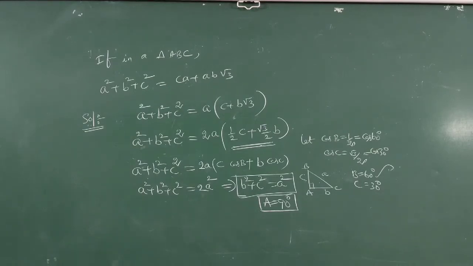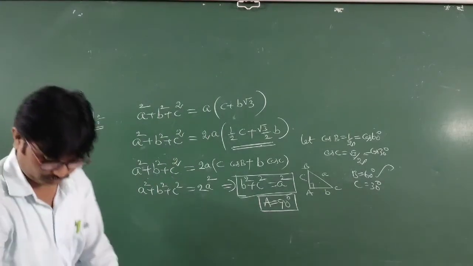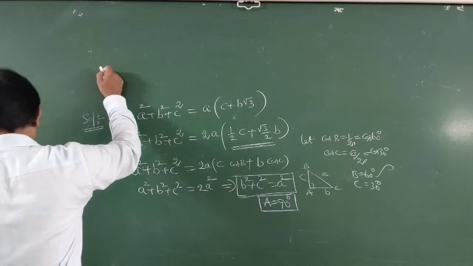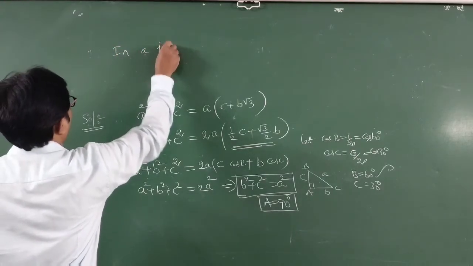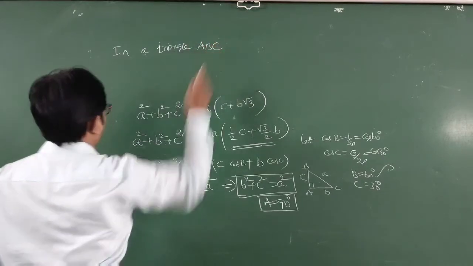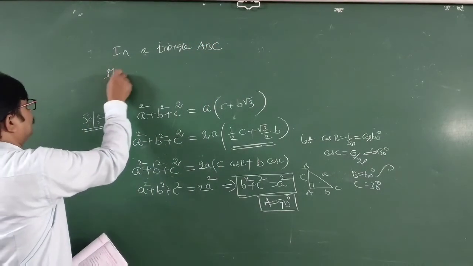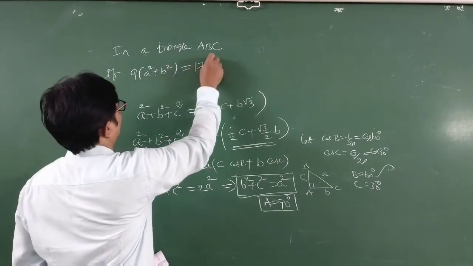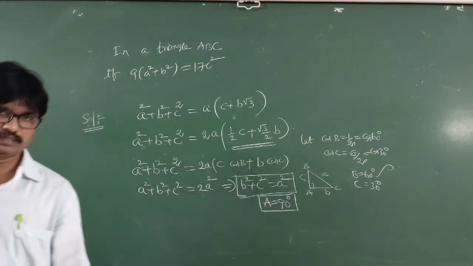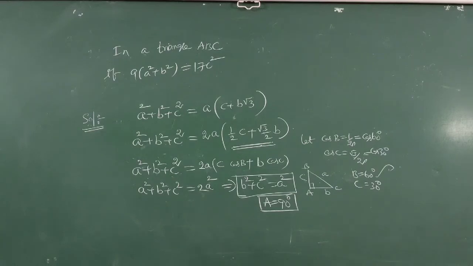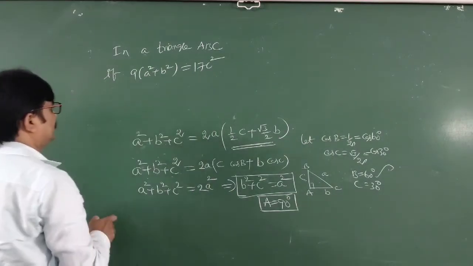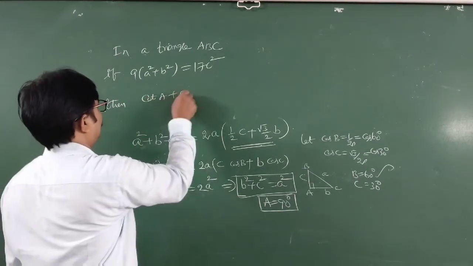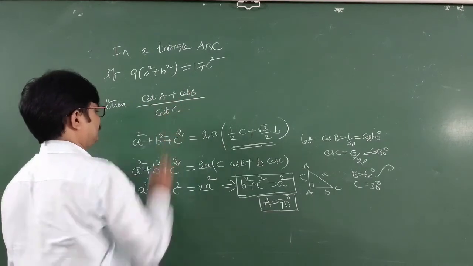So now students, another one. In a triangle ABC, write down, if 9 into (a square plus b square) equals 17 c square, then find the value of (cot A plus cot B) by cot C. What is the value of cot A plus cot B upon cot C?